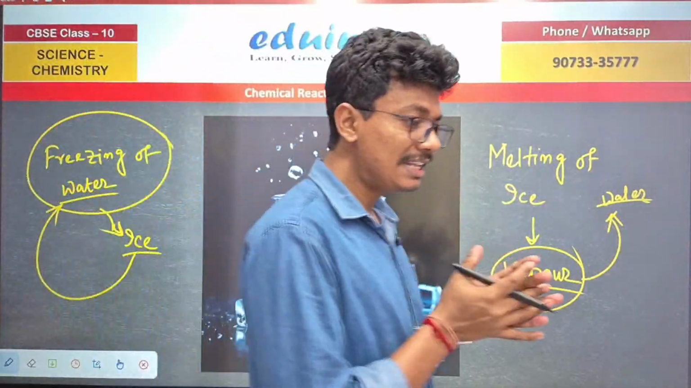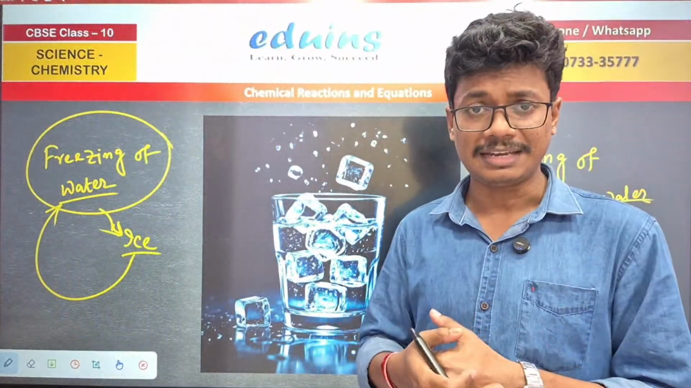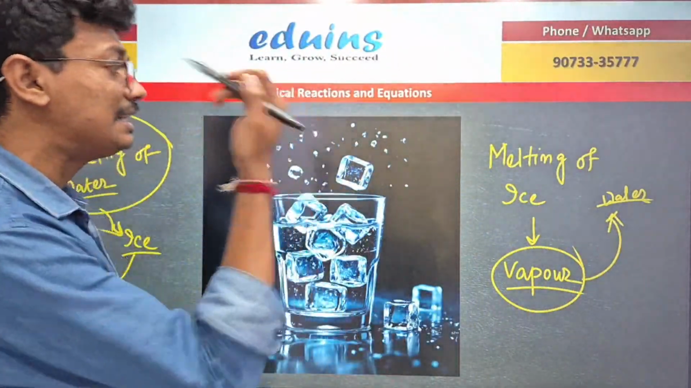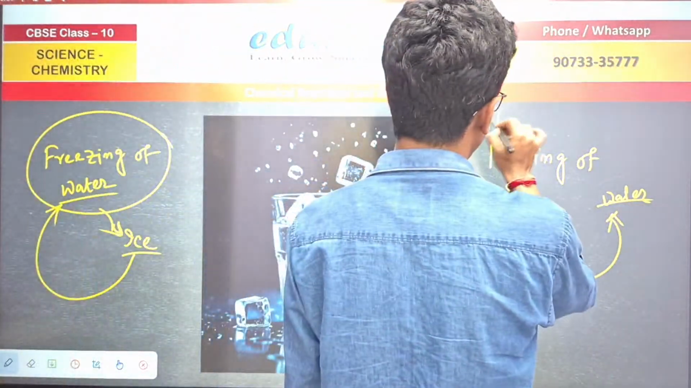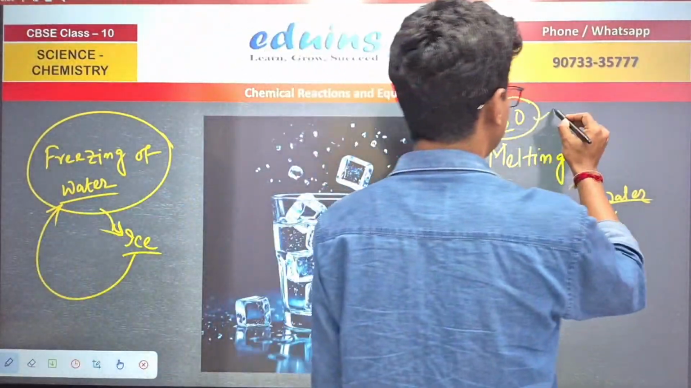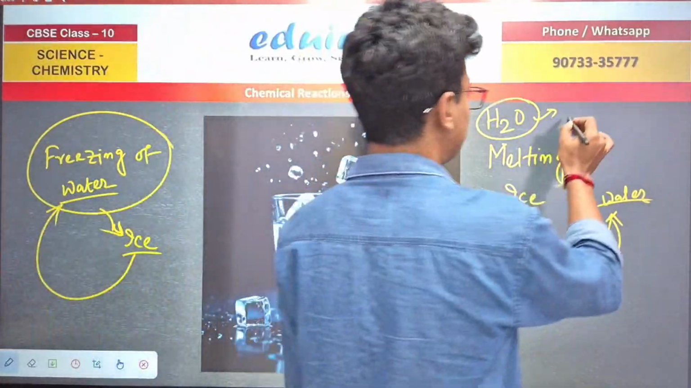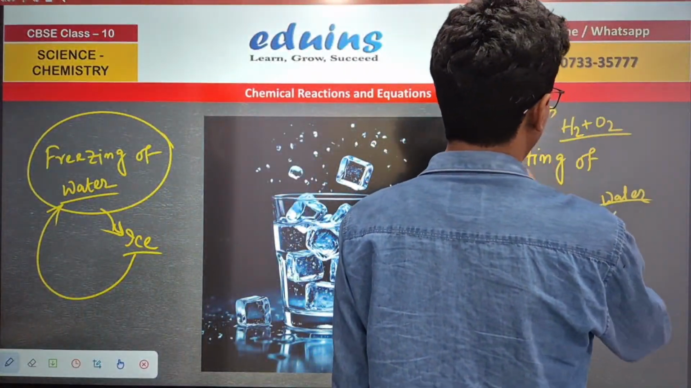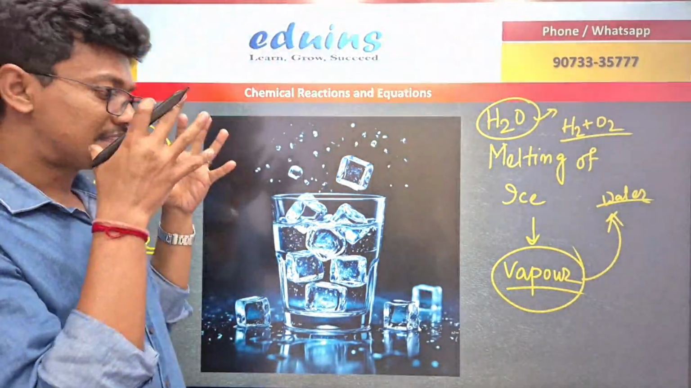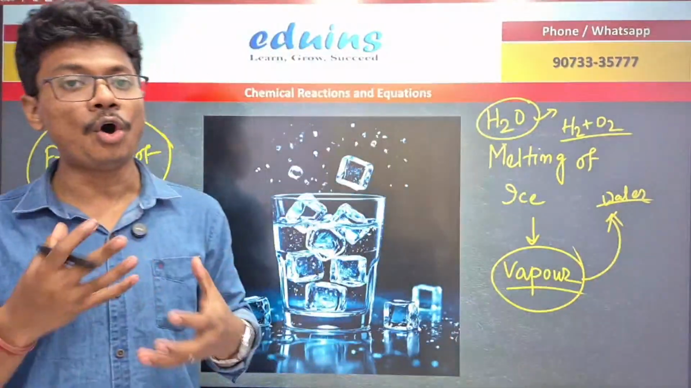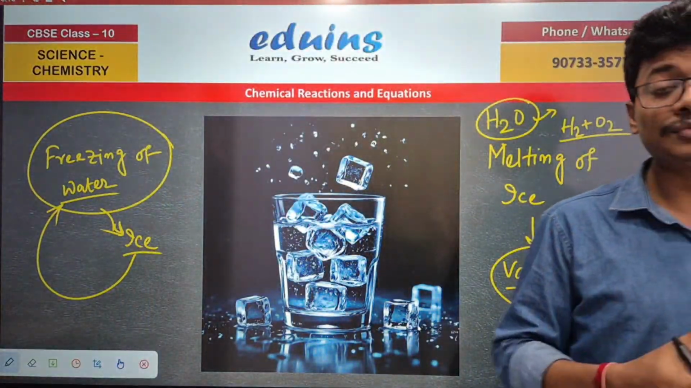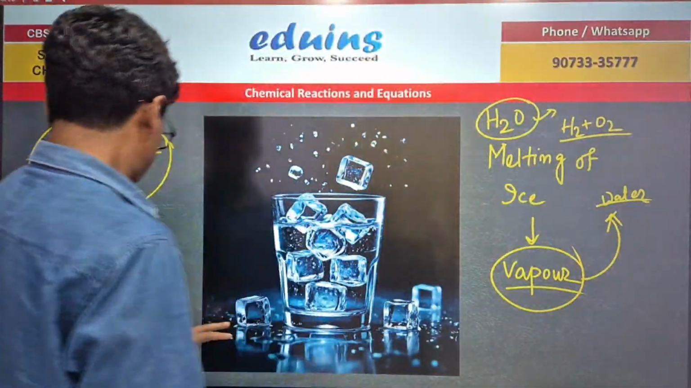So what is a reaction? A reaction is actually the reacting of one, two or more substances in a specific condition, like how water is formed. The formula of water is H2O, which is formed from hydrogen and oxygen. It will form water. So this is called a reaction. Clear? So what is a reaction? The change of the chemical properties or chemical composition of two or more substances to form a new substance with new properties.